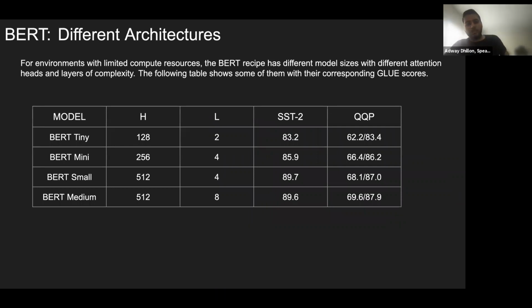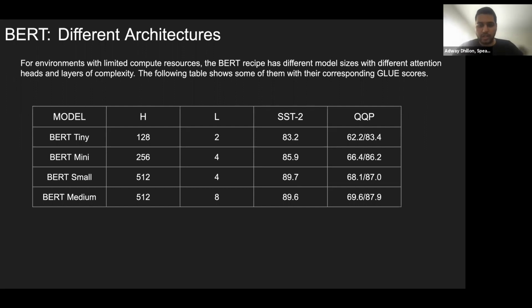BERT has different architectures. Given the BERT recipe, we have multiple versions of the model if we tune the number of attention heads and the hidden size of the models. Here we have a small table with BERT tiny, mini, small, and medium. These are smaller than the BERT large and BERT base models. The last two columns show the GLUE scores for two of the tasks relevant to our use case.